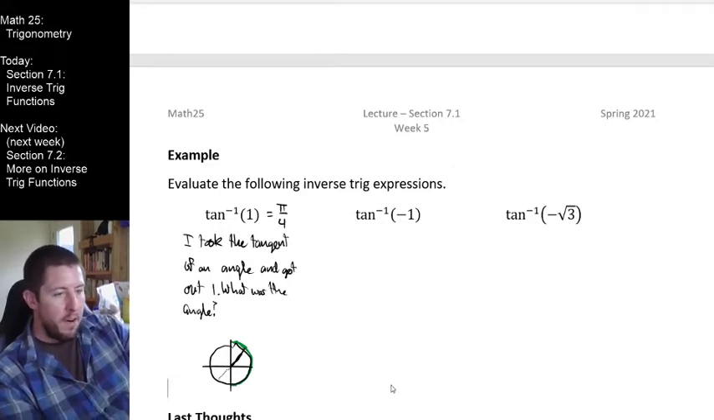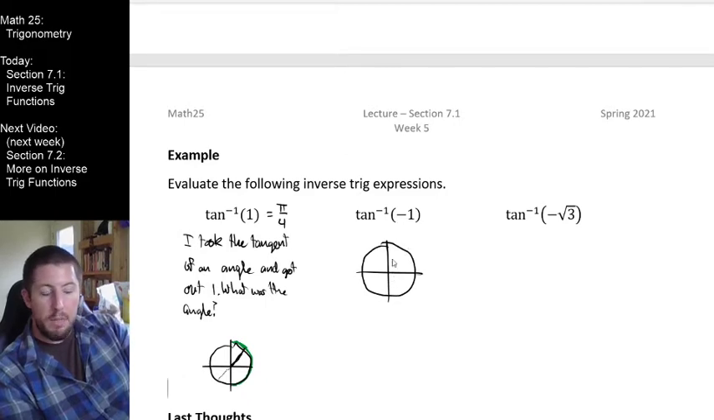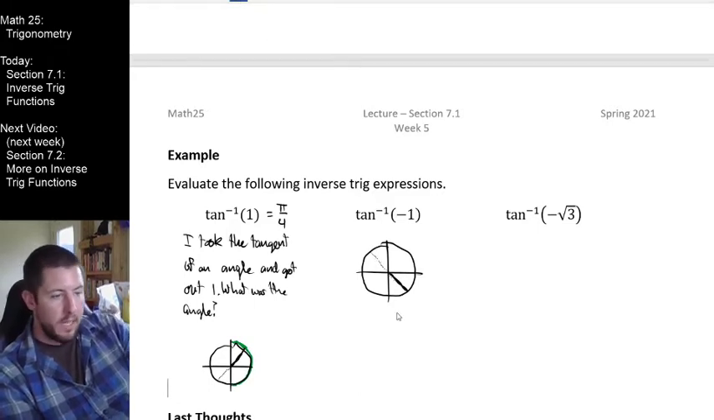Very similarly, for tangent inverse of negative 1, it's the same exact deal. I want to picture that we're getting out a tangent of negative 1. Well, there are two places where that happens. One of them is right there, but that's not in my legal span. The other is over here, where the sine and cosine values are equal in size, but one of them is positive and one is negative. So that's the one I want, not this one, because that one is not in our legal output span that we've agreed upon for inverse tangent.